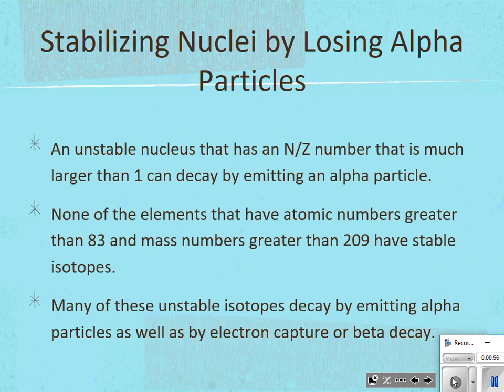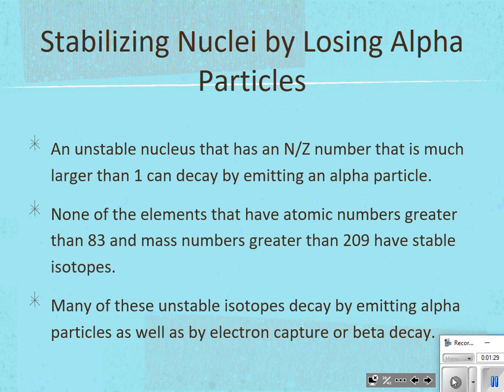An unstable nucleus that has an N to Z number that is much larger than 1 can decay by emitting an alpha particle. Remember that N to Z number was the number of neutrons divided by the atomic number. The larger ones had more of a 1.5 to 1 ratio. The smaller elements had more of a 1 to 1 ratio.